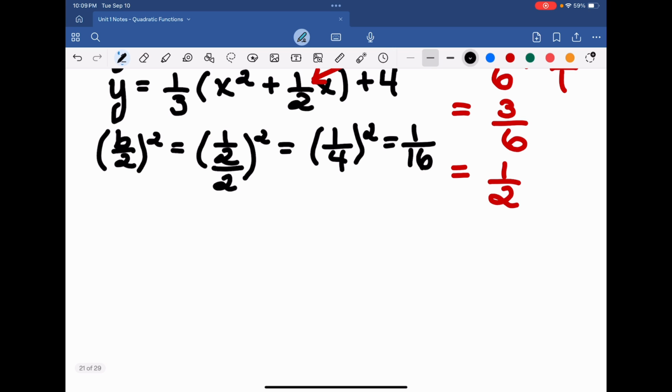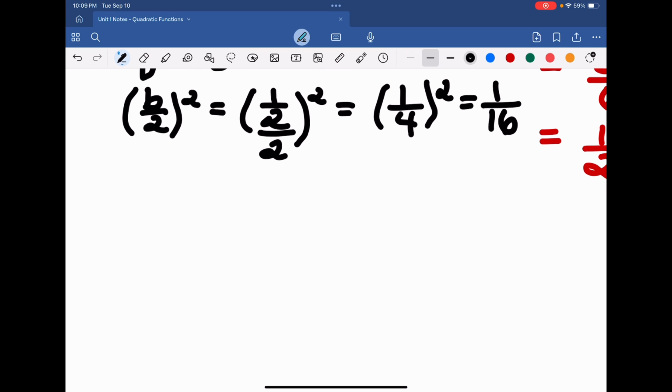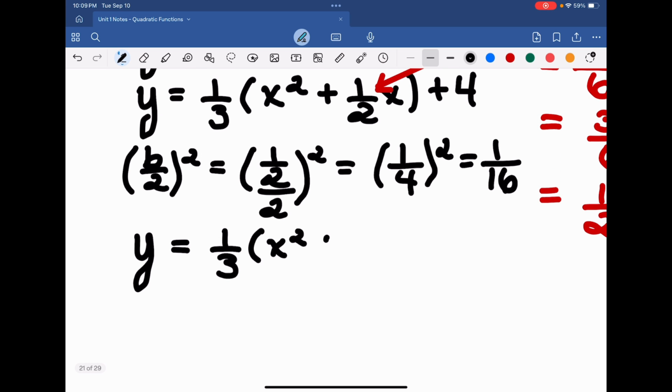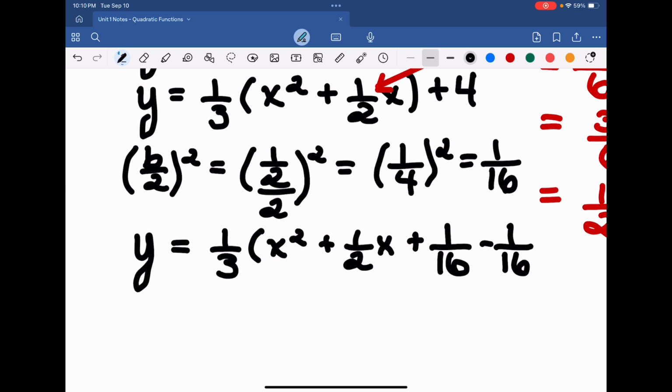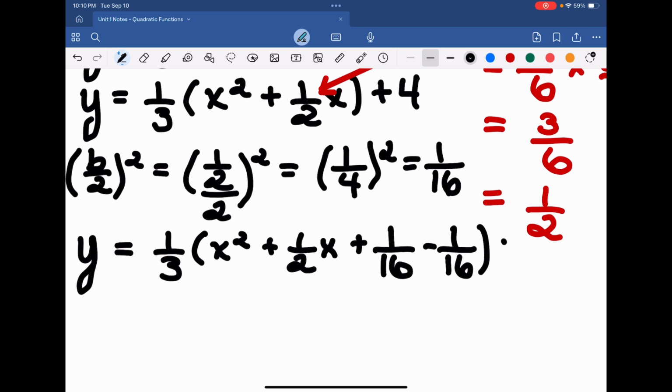Okay, now we're going to continue our solution here. So the b divided by 2 is 1 over 16. Therefore, our new function will be y is equal to the 1/3 on the outside, x squared, which was our next term, plus 1/2 x. And then now we need our plus minus, plus 1 over 16 minus 1 over 16. And then on the outside, it was positive 4.